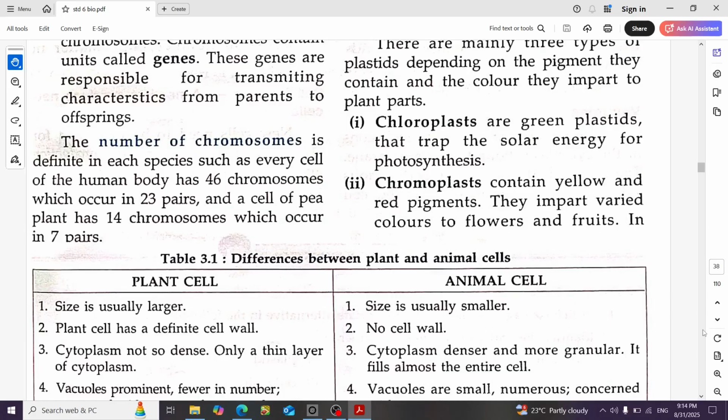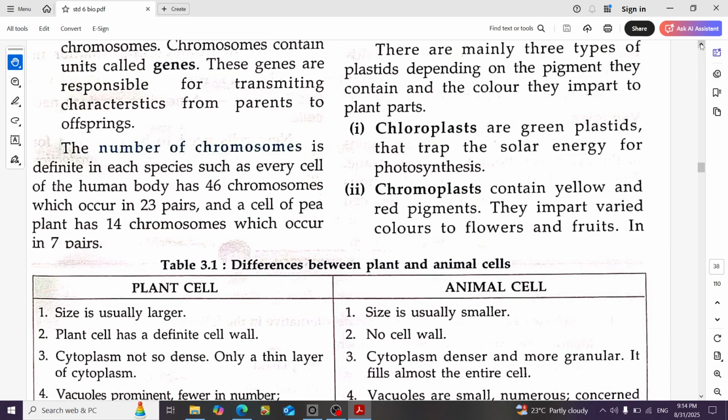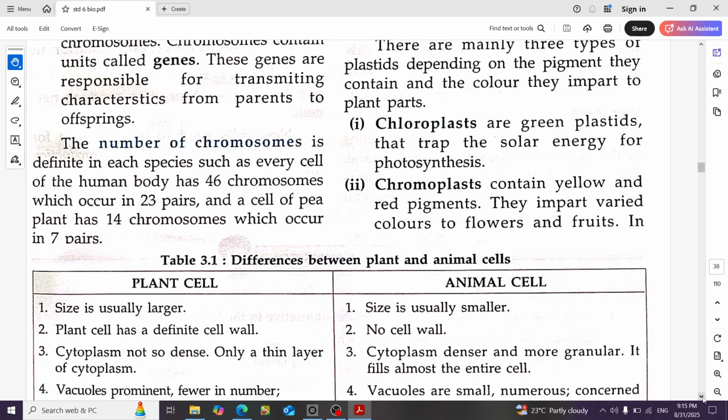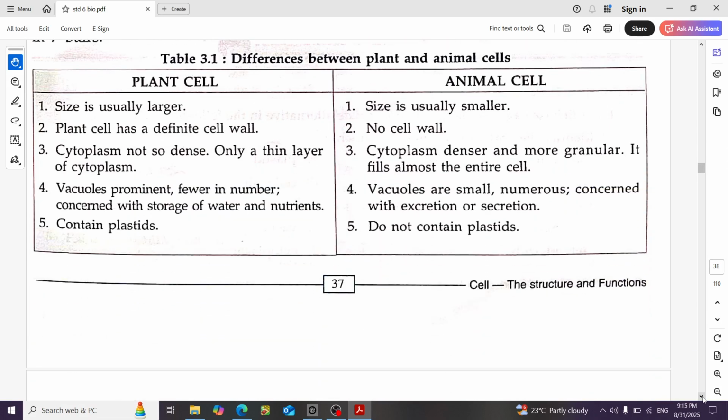Plastids only in plant cells, remember. So they may ask you which substance is found only in plant cells. Plastid is the answer. So plant cell contains chloroplast and chromoplast. Chloroplast, as you know, is green color, and chromoplast is yellow and red color pigments. Now in exam, this question is a favorite question of all teachers.